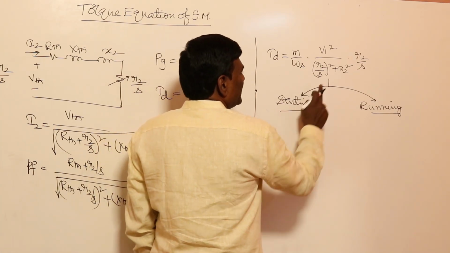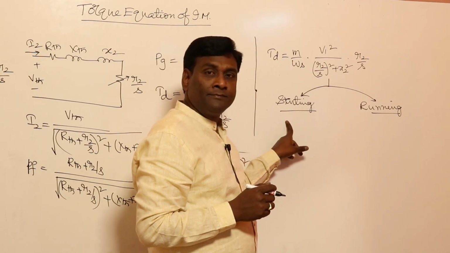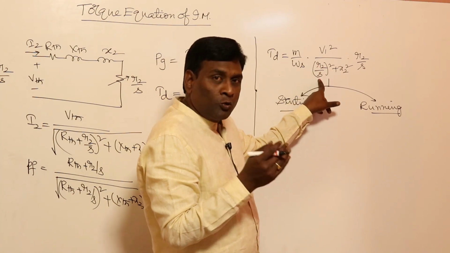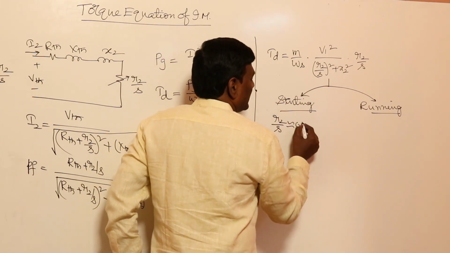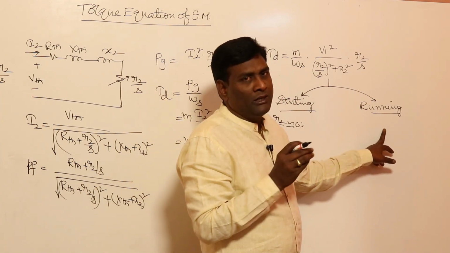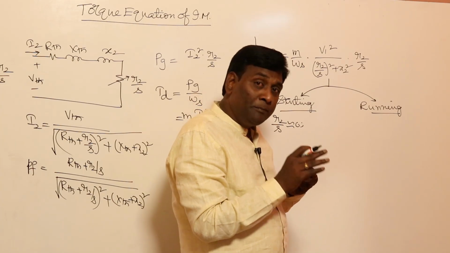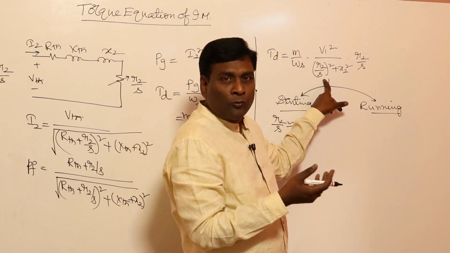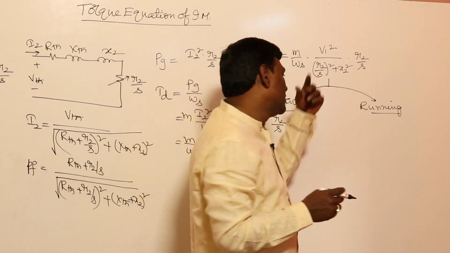Now in starting conditions, compare R2 by S and X2. X2 should be considered at starting. At starting, how much is S? Roughly unity. So R2 by S is going to be less, X2 is going to be more, so neglect R2 by S and consider only X2. In running conditions, the rotor frequency SF is going to be less, the slip is going to be less, so R2 by S is going to be more. For example, the rotor under running conditions is rotating at 4% slip. 1 by 0.04 is going to be high compared to X2, so neglect X2.